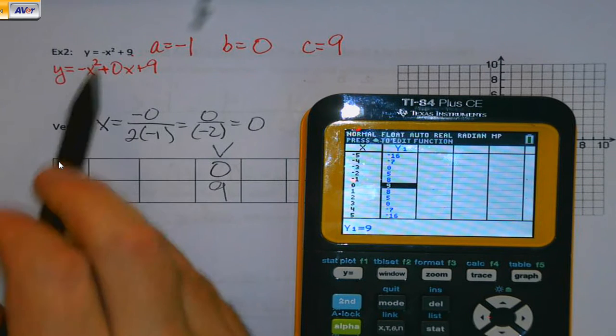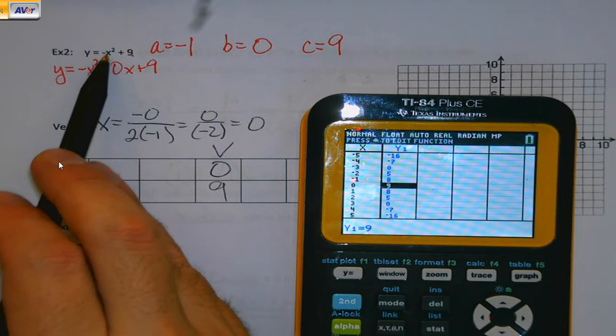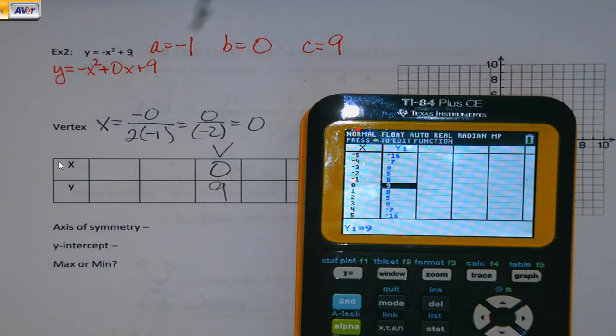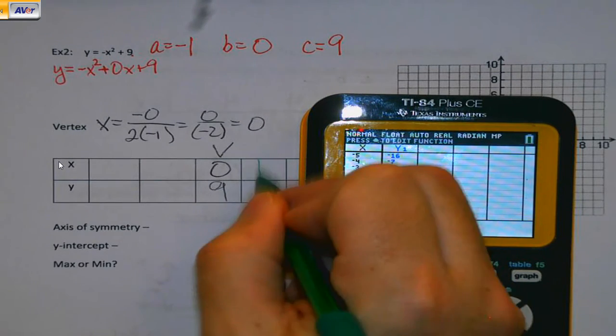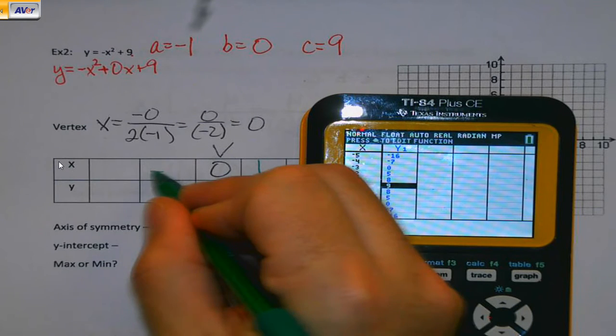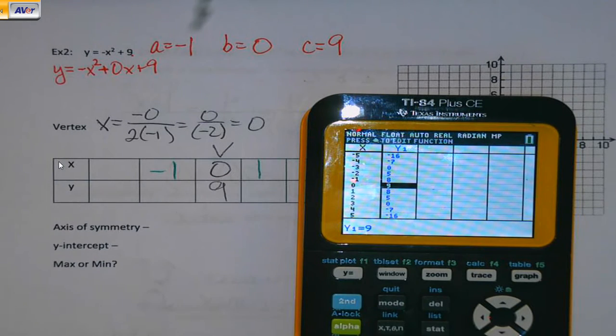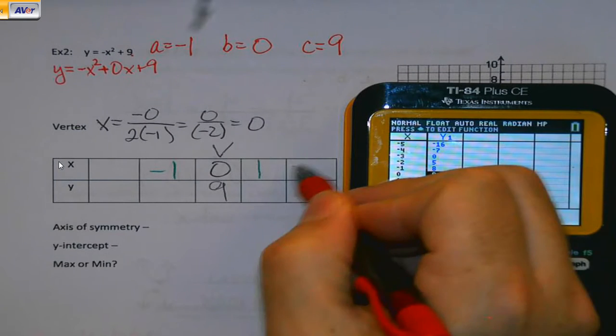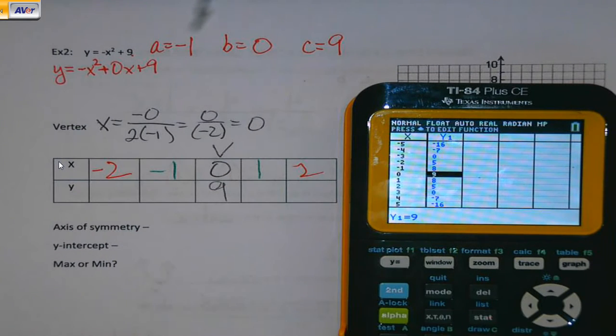I could have plugged in 0 for x. 0 squared is 0, plus 9 is 9. Okay, I have options. And then again, making a chart, add 1 to the right, minus 1 to the left. Add 1 to the right, minus 1 to the left. And if you want to use the chart, since it's right here already, use it.